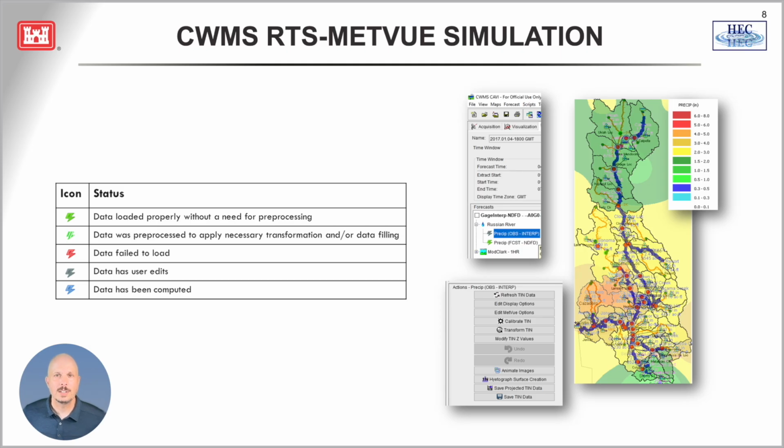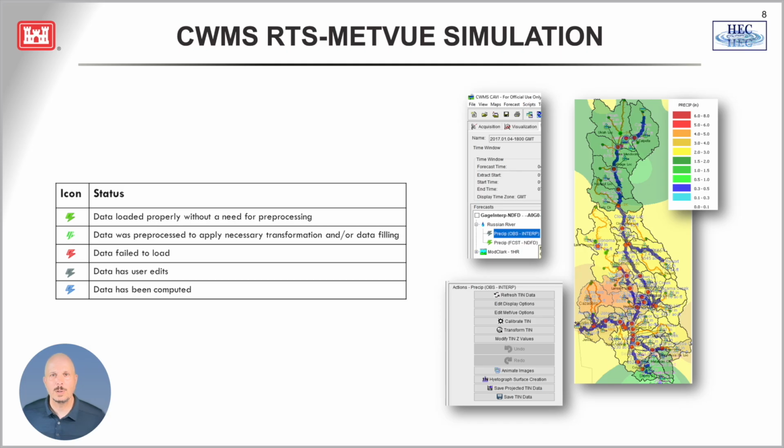As soon as the HEC-RTS forecast simulations data extracts are done, if there are gaps in MetVue's input data or if the data required any transformation, like changing the time interval, MetVue will automatically process the data to fill in missing periods and apply temporal transformations. For those situations when data filling and temporal transformations happen, the map window node would have a hatch green lightning bolt.